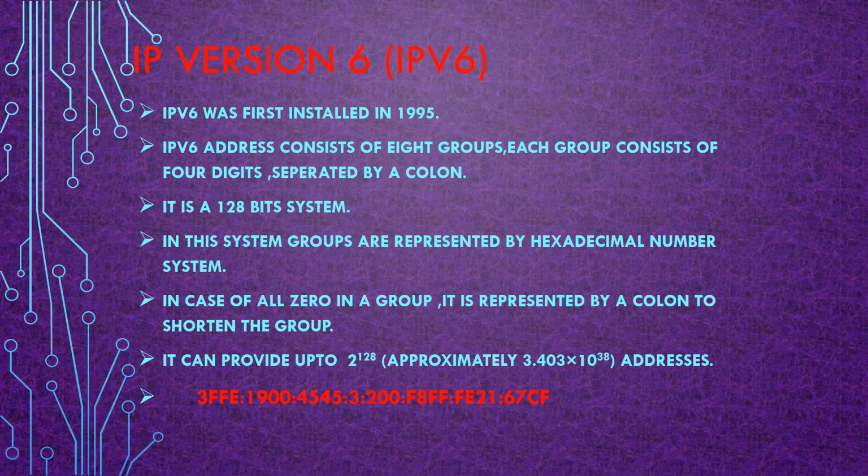In case of all zeros in a group, it is represented by a colon to shorten the IP address. For example, this group has all zeros instead of 67CF. It has 4 zeros, so we can shorten the group by putting a single colon instead of this group.